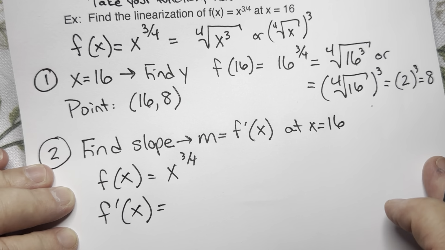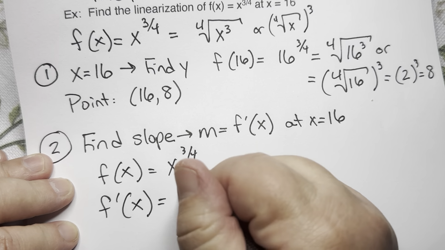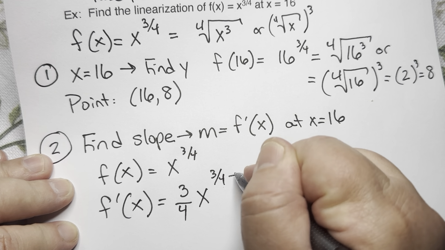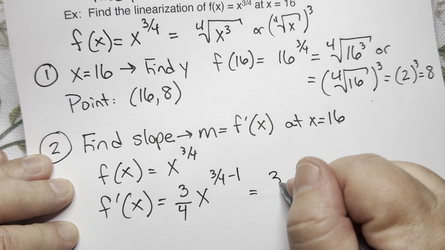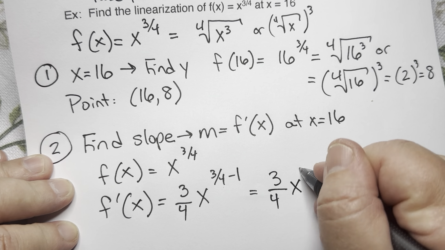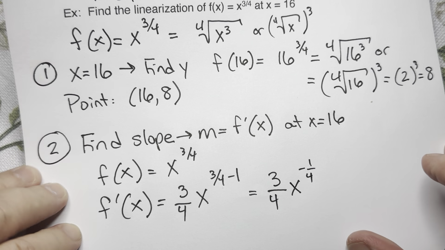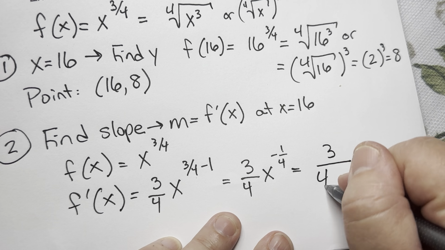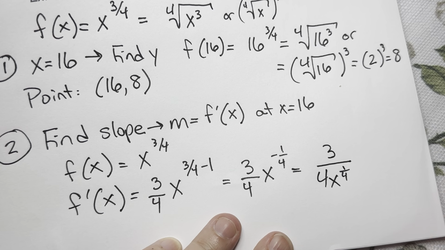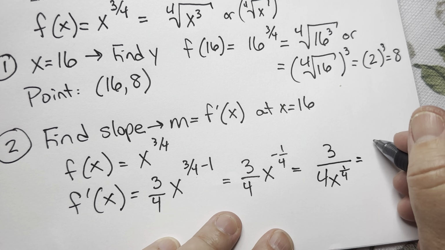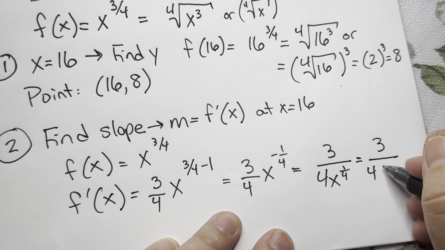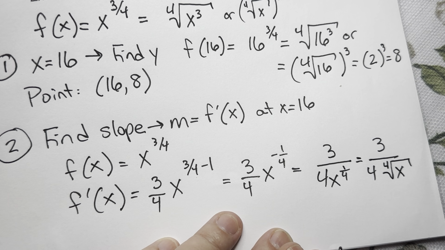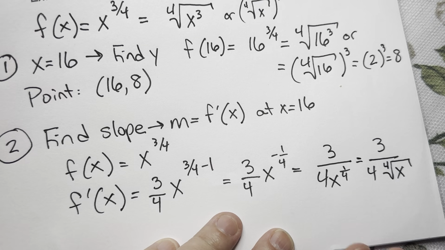Now remember, we're going to have the power rule. We're going to have 3/4 come down, and then we're going to subtract 1. So that's 3/4 x to the negative 1/4, or 3 over 4 times x to the 1/4. Now this is going to be a little tricksy to make sure your 4s don't bunk into each other. It's the 4th root of x.